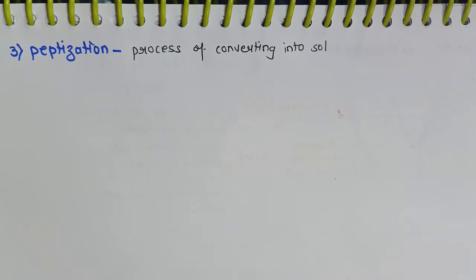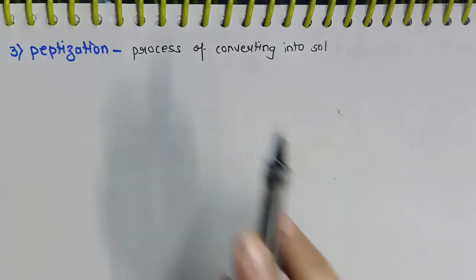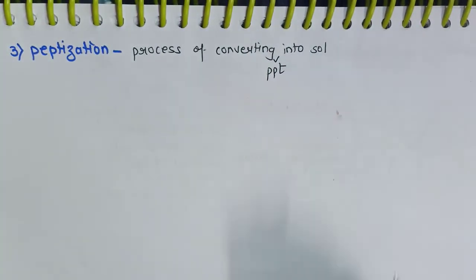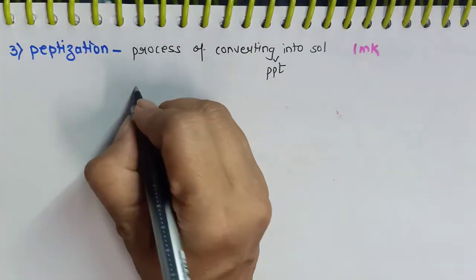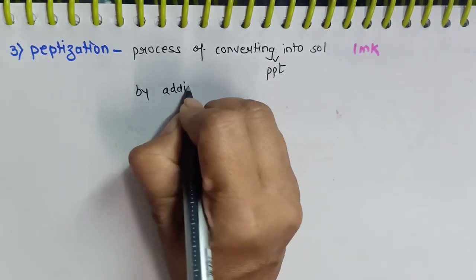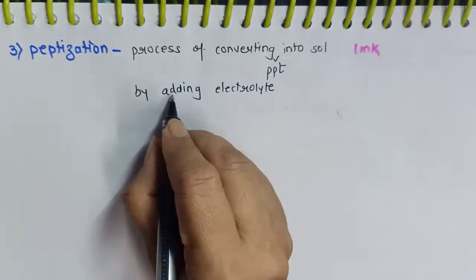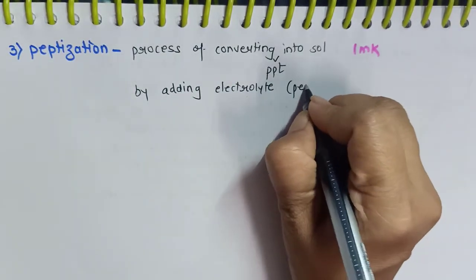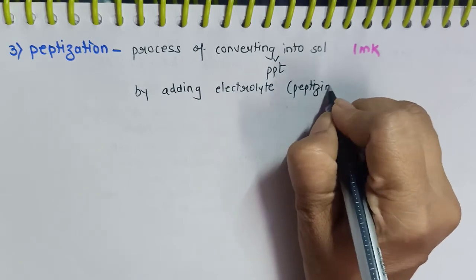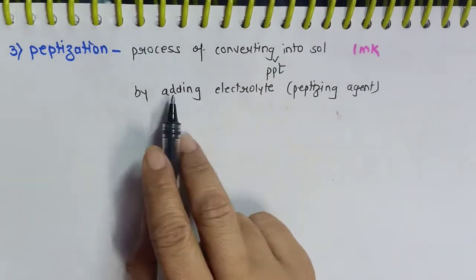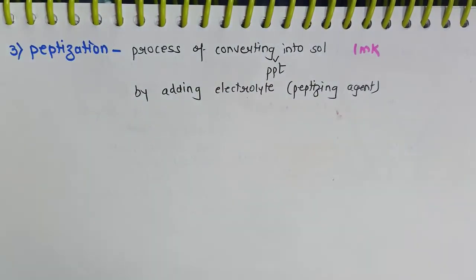The next method is peptization. What is peptization? It is the process of converting precipitate into sol. This definition is generally asked for 1 mark. How can we convert the precipitate into sol? By adding a suitable electrolyte. And now this electrolyte which is added is called peptizing agent. The definition of peptizing agent is also asked in your board exams.